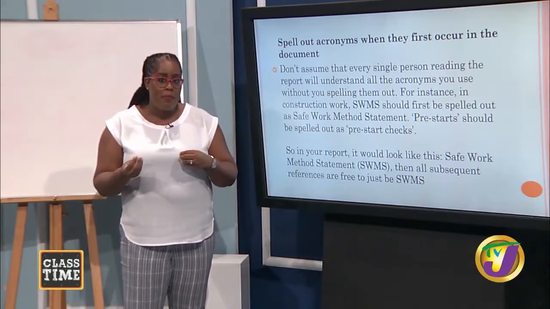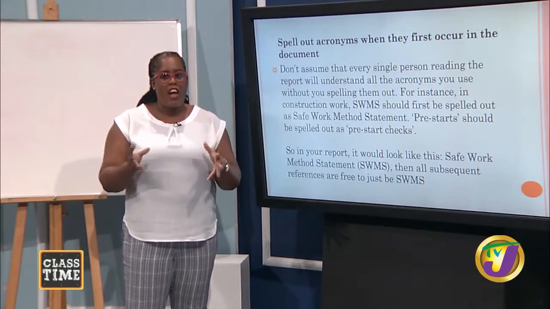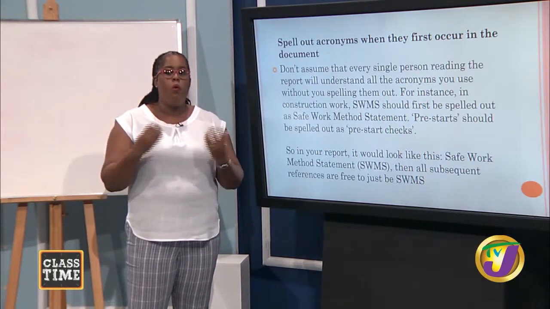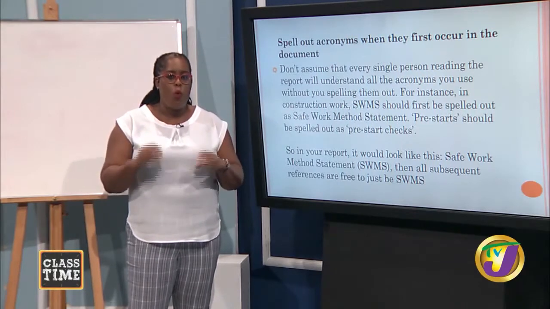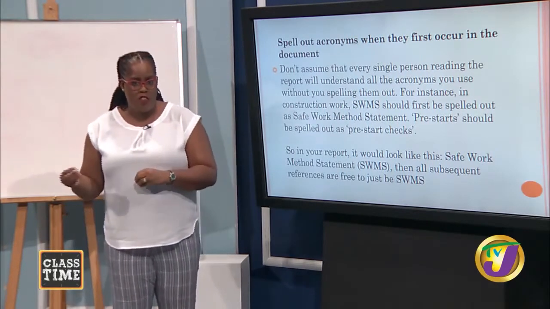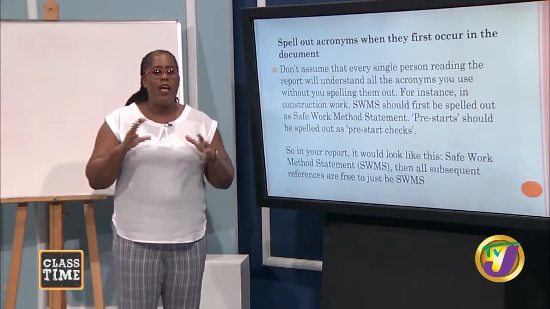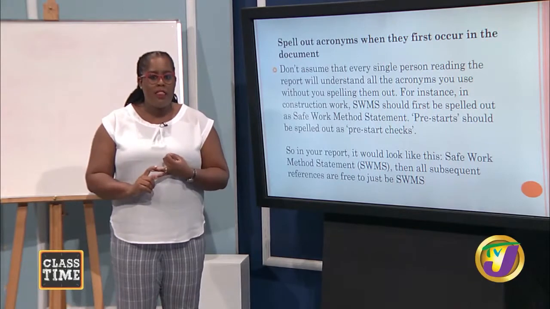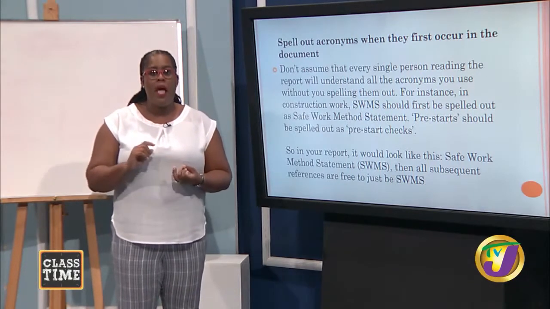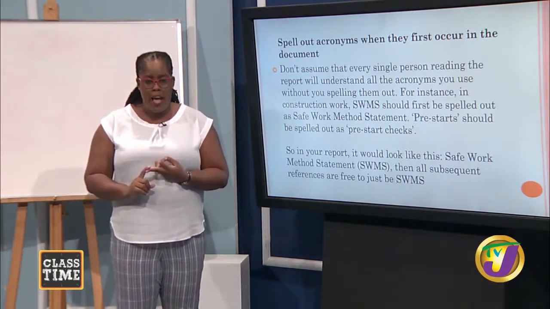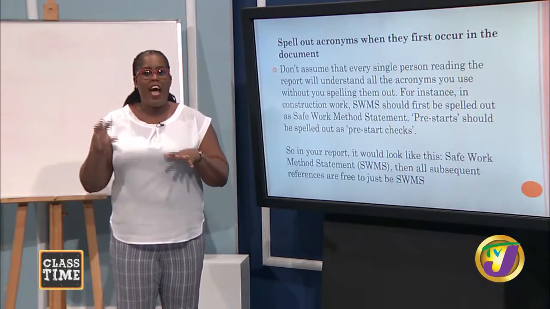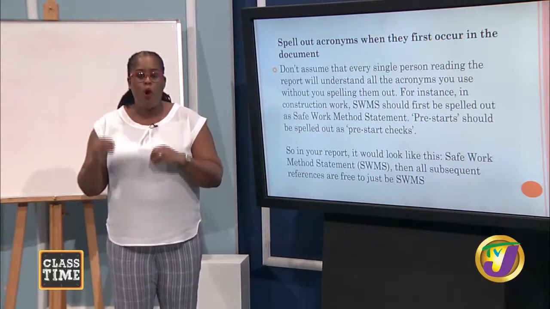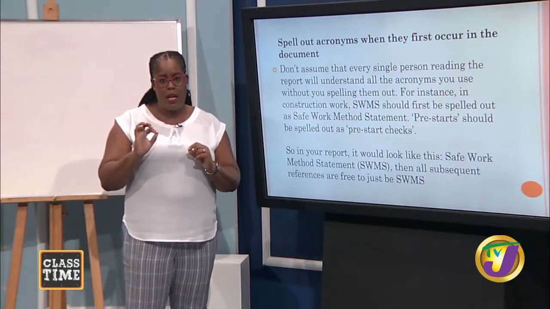An acronym spells an actual word. Can we think of an acronym? One example is WHO, World Health Organization. W for world, H for health, and O for organization. So that is an acronym because it spells an actual dictionary word.